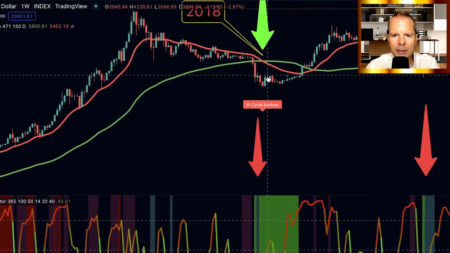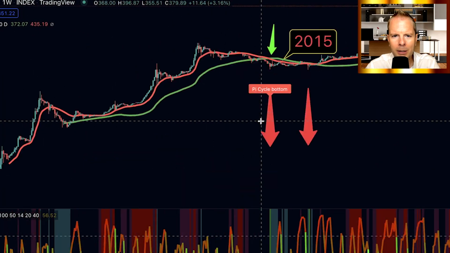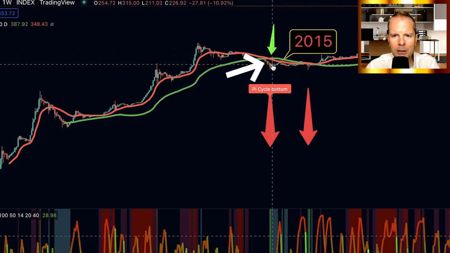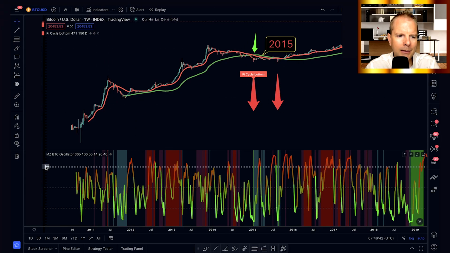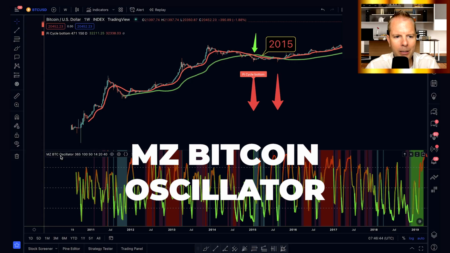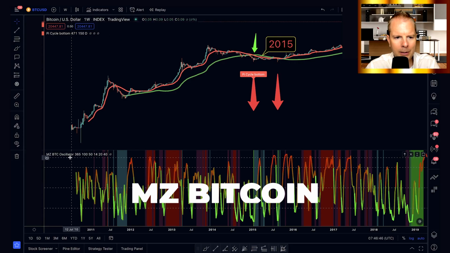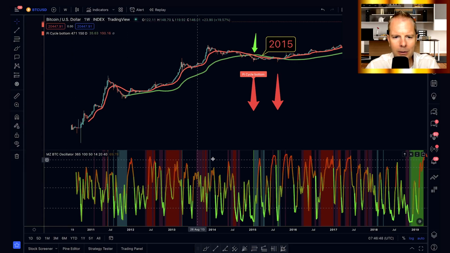We know that in 2018, when the red line crossed, it was at the bottom, and we know in 2015, when the red line crossed, it was at the bottom. The next thing is pull up this MZ Bitcoin Oscillator. Just pull it up. You don't have to mess with any of the settings. It'll come up just like this.